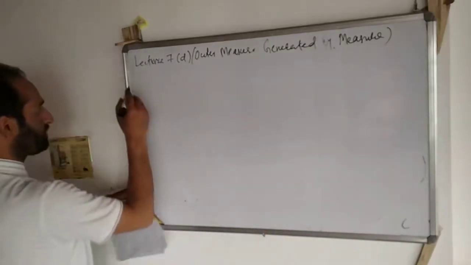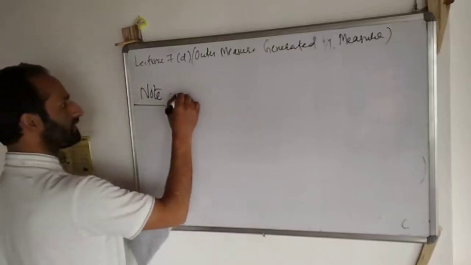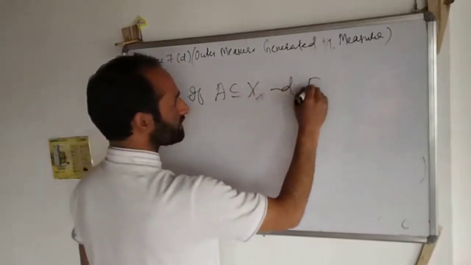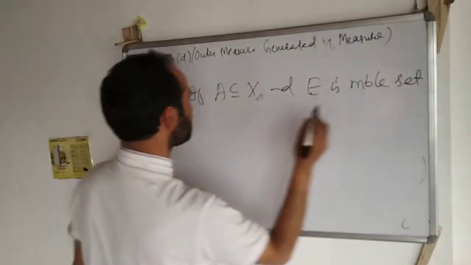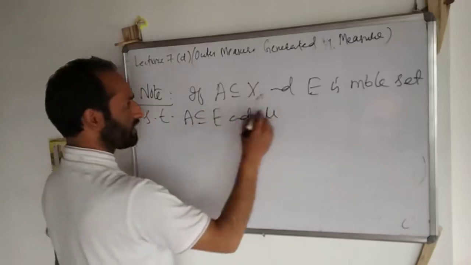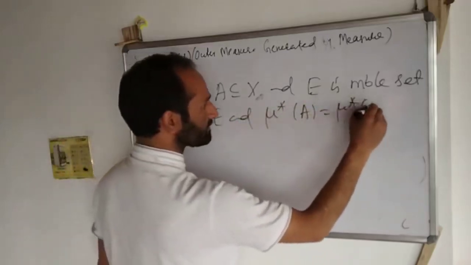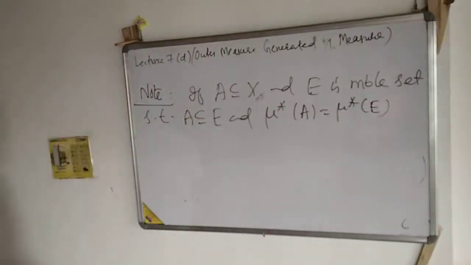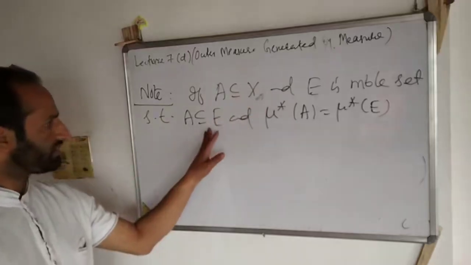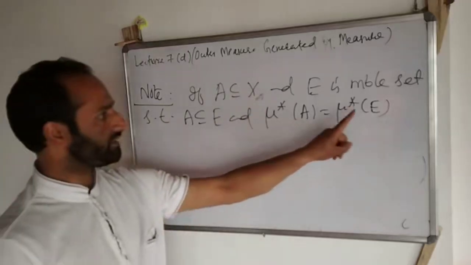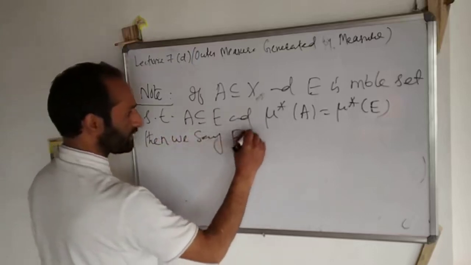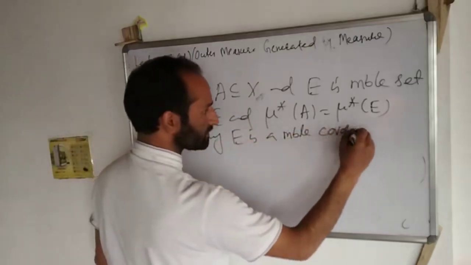So next we have a note. If X, mu is a measure space and A is a subset of X, and E is a measurable set such that A is a subset of E, and mu star of A is the same as mu star of E, then we say that E is a measurable cover of A.